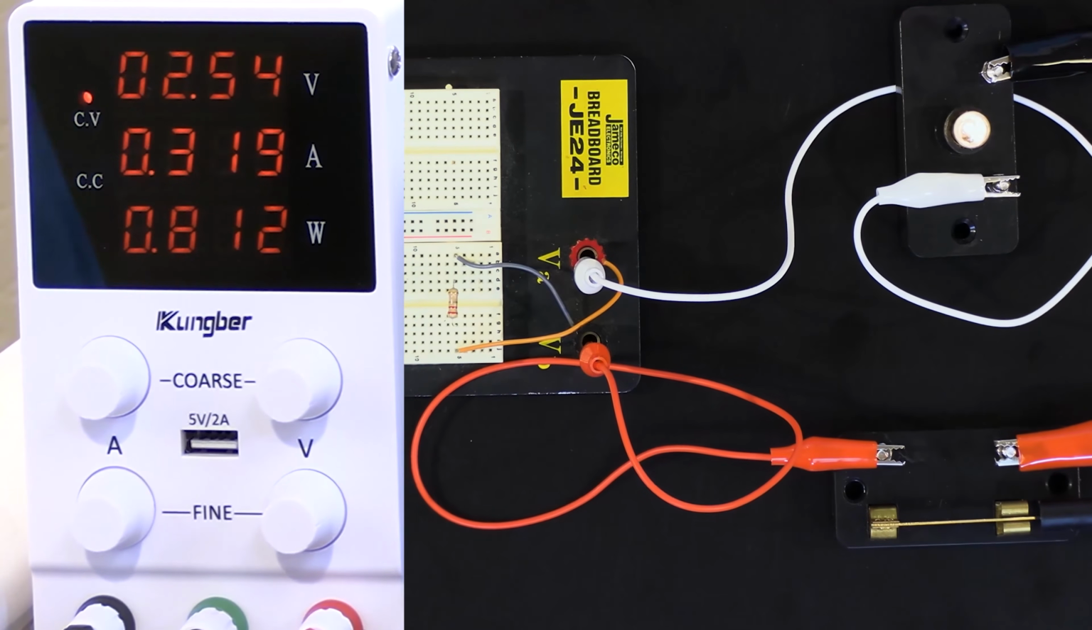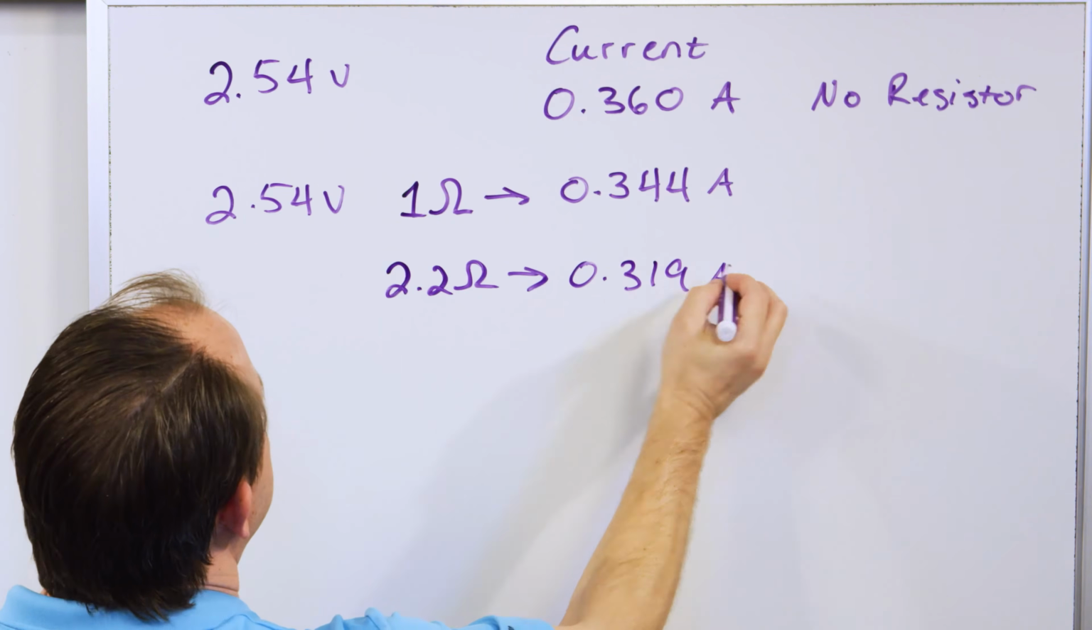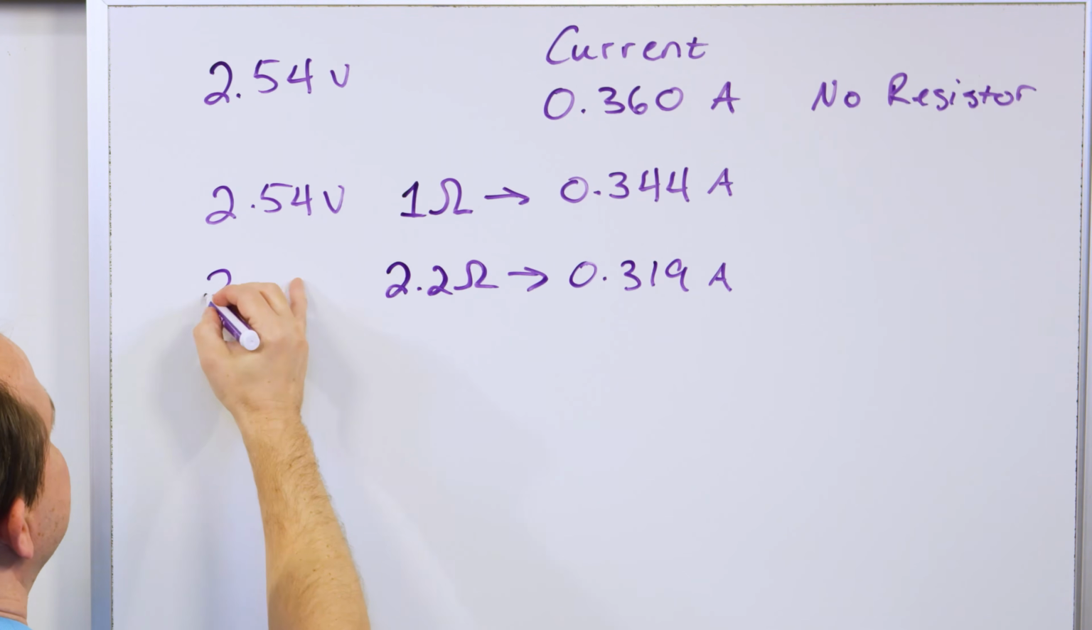This is noticeably dimmer. I can definitely tell with my eyes it's a little dimmer. So the new resistor value we have is 2.2 ohms, and the current flowing right now is 0.319 amps. But notice the voltage is the same, 2.54 volts.